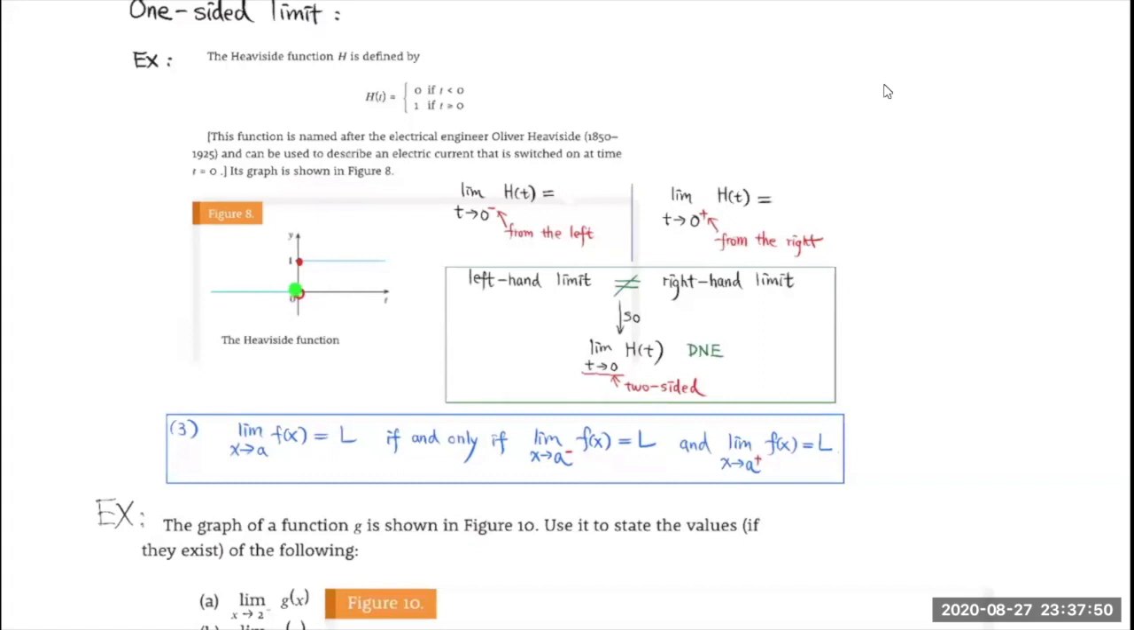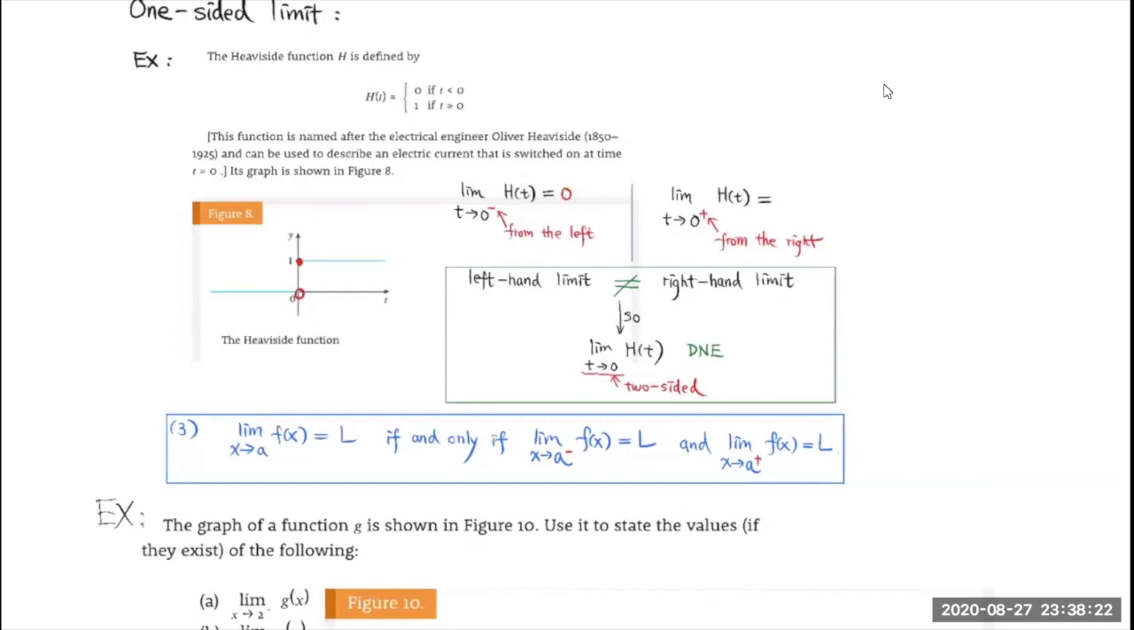remember along the graph, what happens to h of t? Well, the function value is always equal to 0 up to this point, right? So the function value is approaching 0. If t approaches 0 from the left side, the function value approaches 0 right here. So we say the left-hand limit of this function is equal to 0.